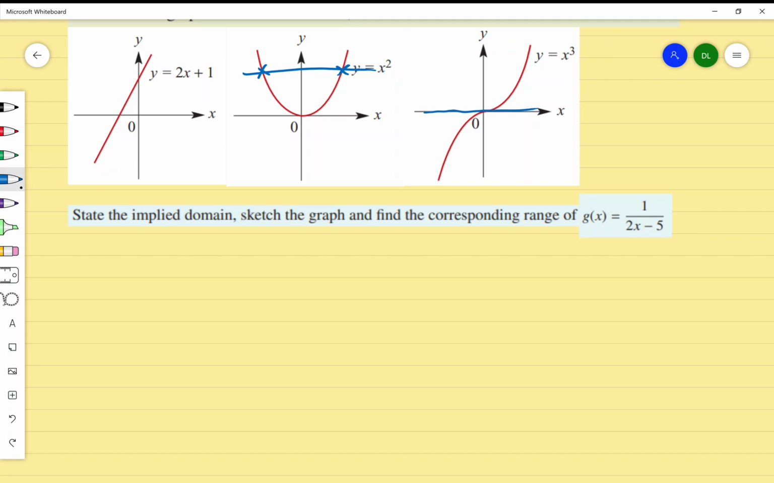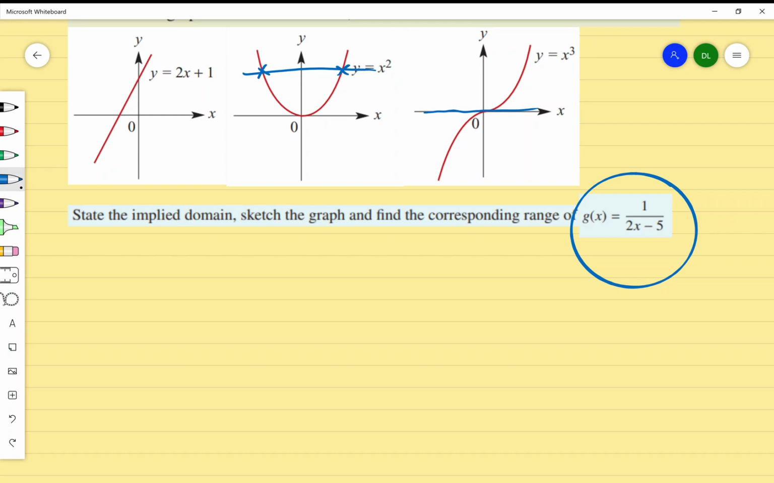of this function. Now, I do want to say that for this function over here, remember that implied or maximal domain is the set of all real numbers for which the rule of the function has meaning. If I have a function like this, now we haven't actually tackled equations like this in the past because it's more stuff that we covered in chapter 4 and we will cover in chapter 4.